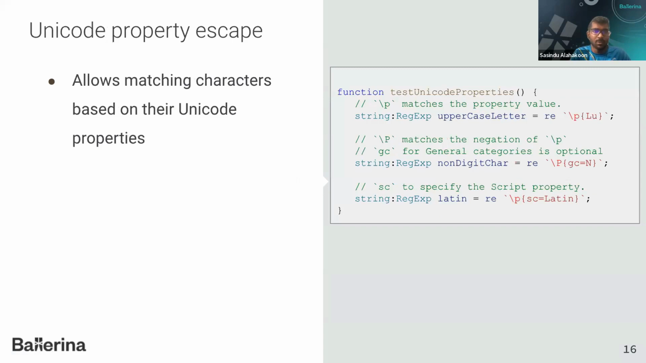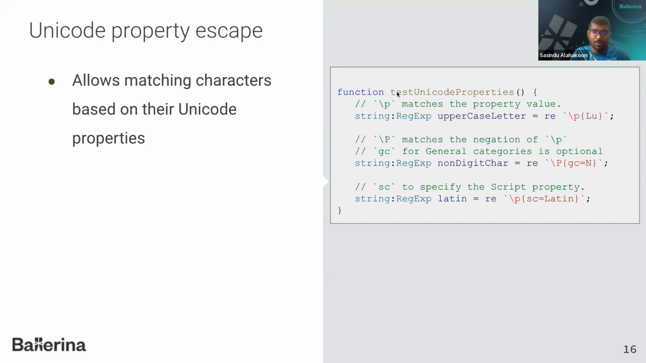So the next thing I'm going to discuss is Unicode property escapes. Unicode property escapes allow matching characters based on their Unicode properties. For instance, Unicode property escapes can be used to match punctuations, letters from specific languages or scripts.